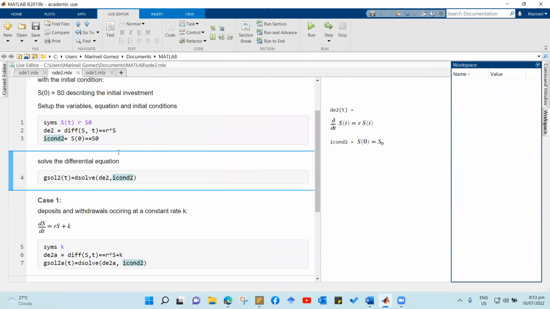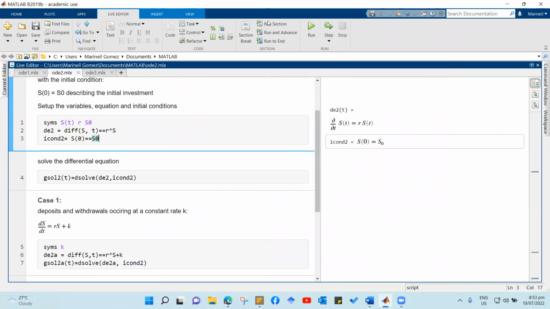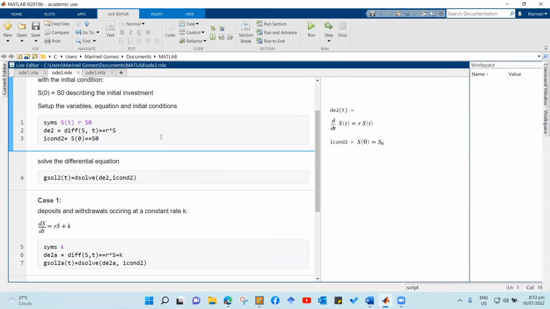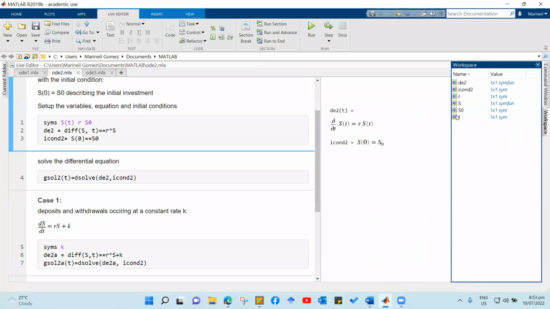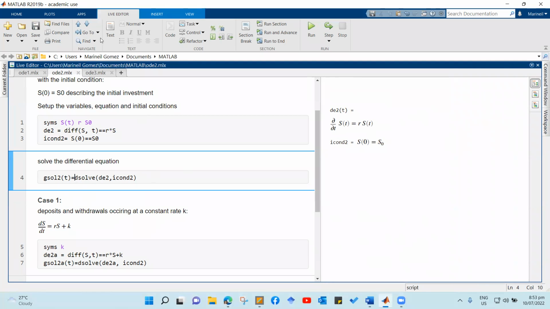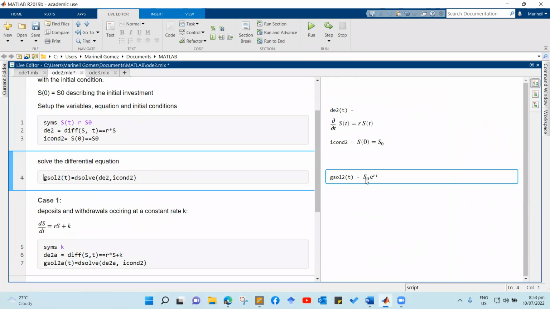Then run this one first again, just to be safe, because since I cleared our workspace, we don't have any values. Just run this section, and our workspace is now composed of our values, R and so on. Now we solve our differential equation. Run this section. So our solution is S sub 0 times e raised to RT.